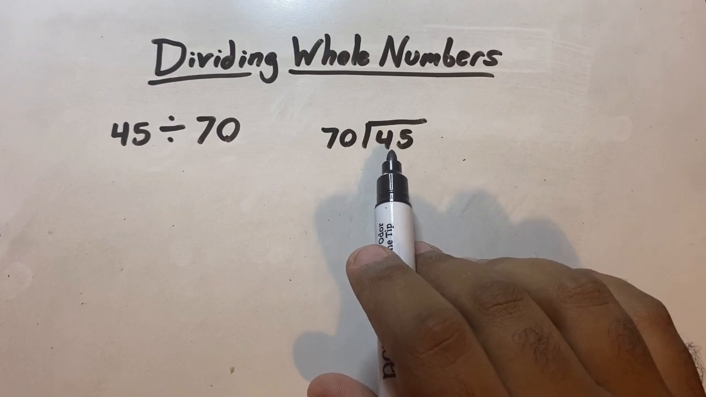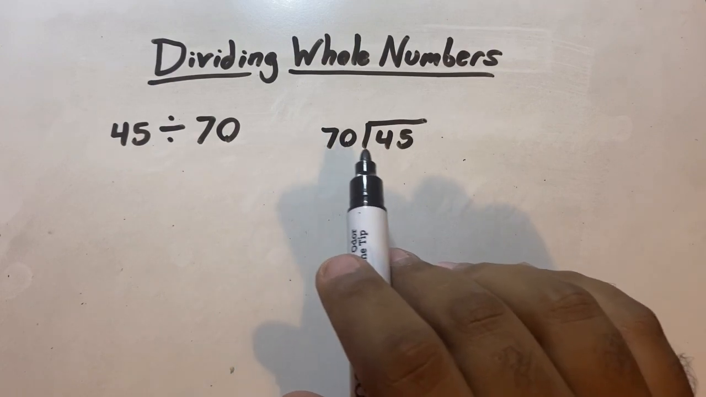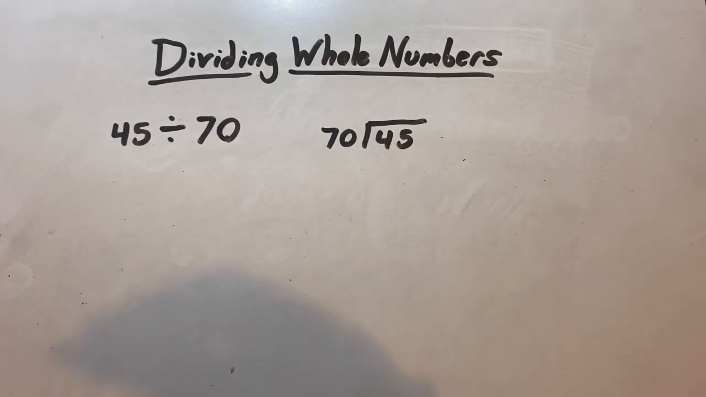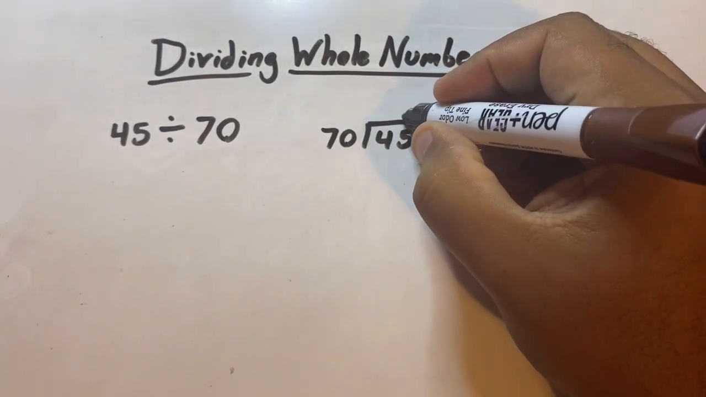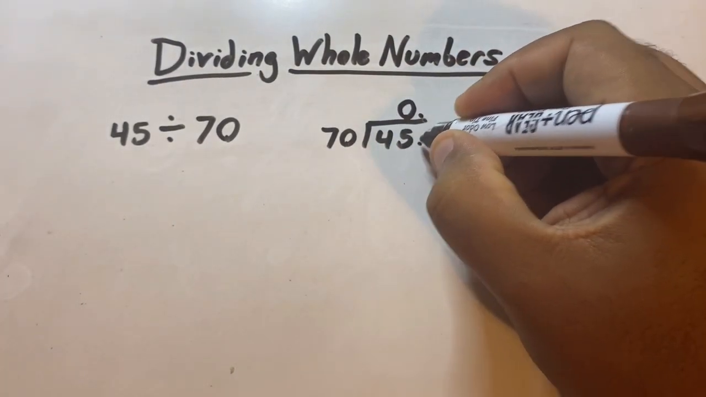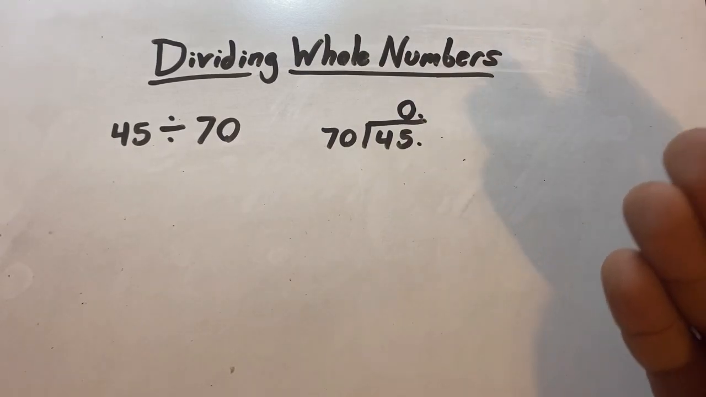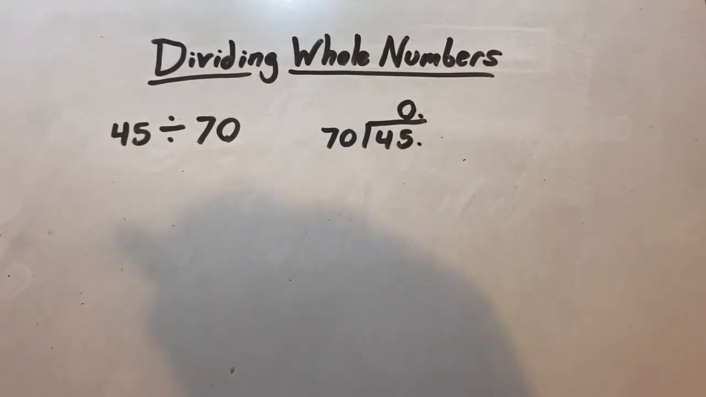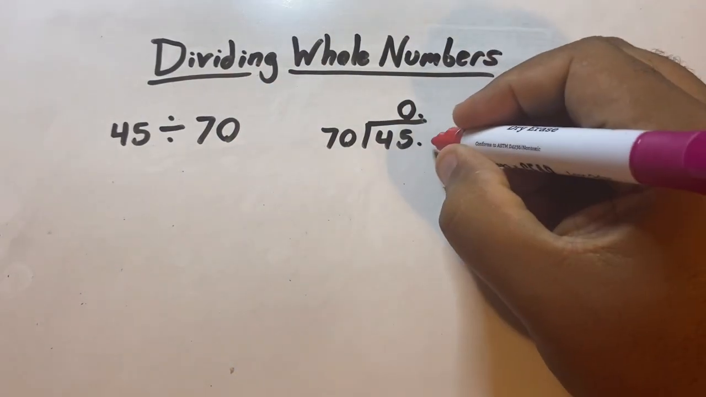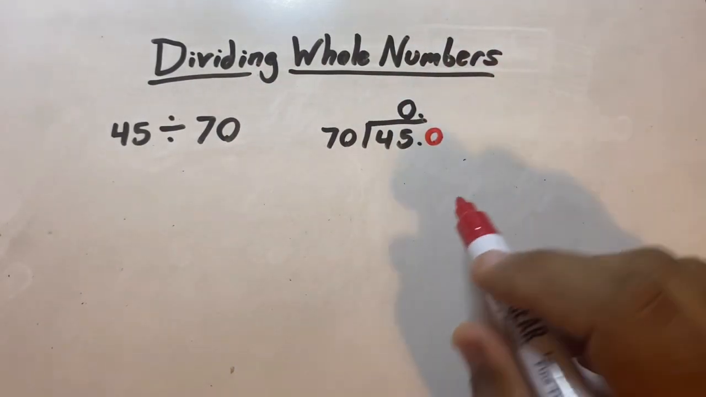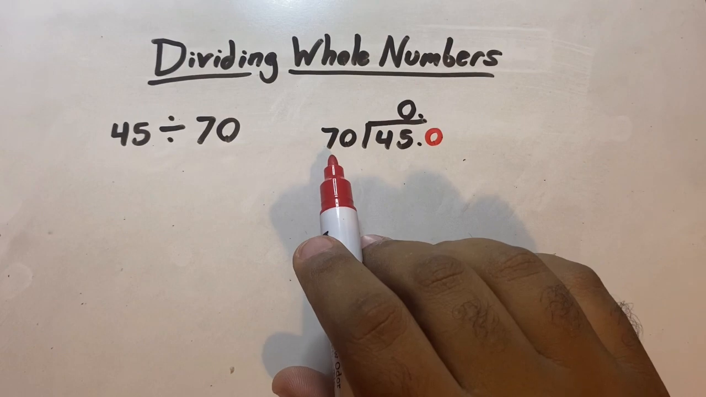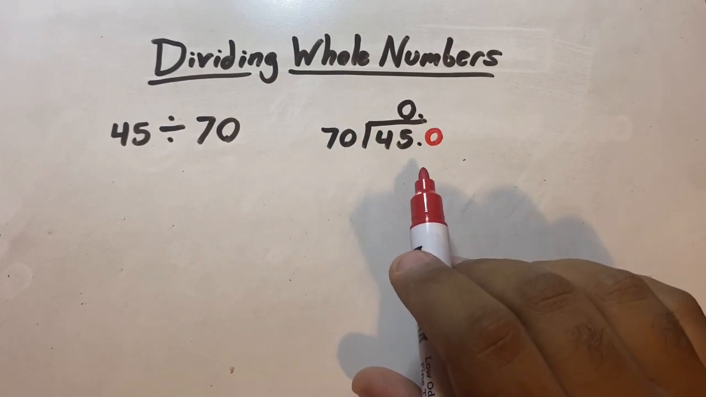Now we have to figure out how many times 70 goes inside 45. For those of you that already know the answer, we already know it's going to be 0. 70 goes inside 45 0 times, but now it becomes a decimal. So what do we do in this part to figure out what is next? It's very simple. You're going to add a 0.